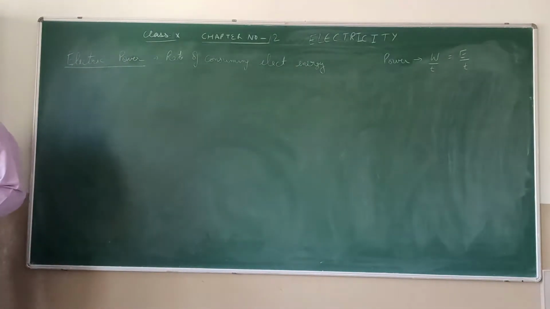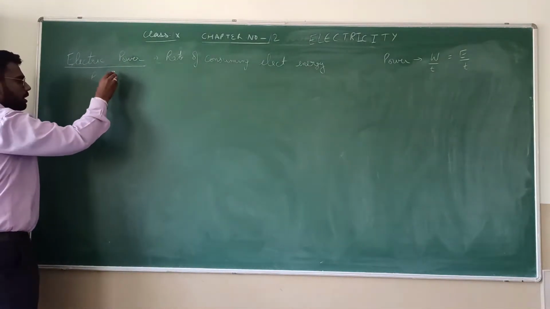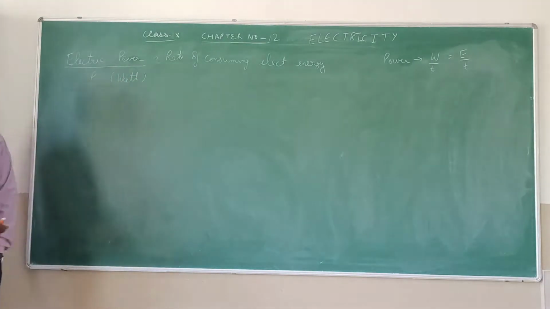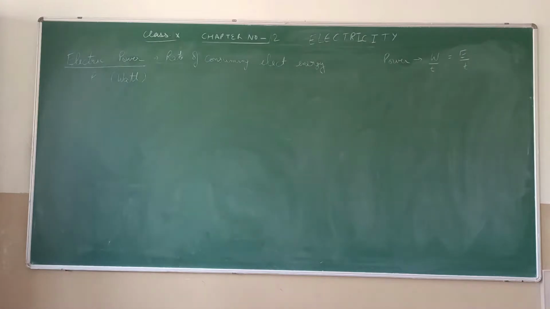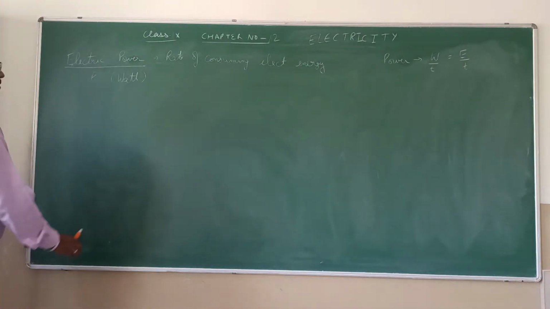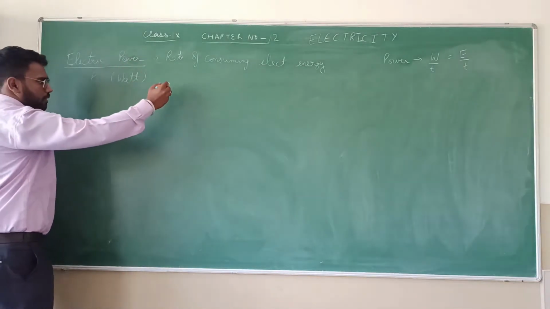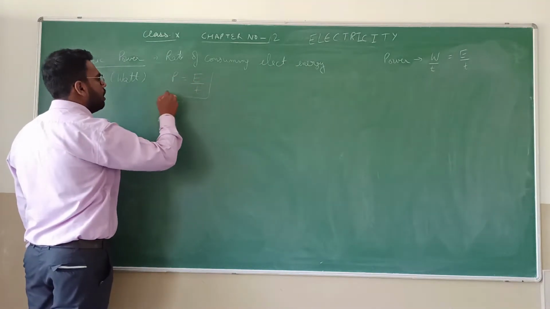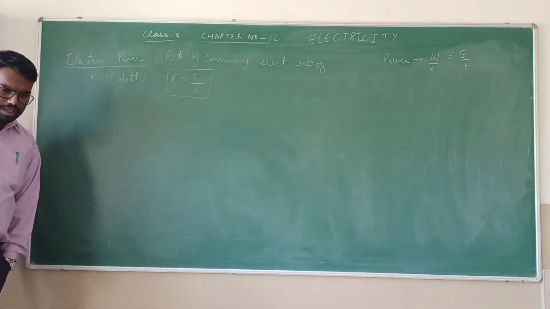The symbol for electric power is P. Since it is power, its SI unit is watt. Larger units are kilowatt and horsepower. We know all these things already. So the formula will be power is equal to electrical energy upon time. We know the formulas for energy.